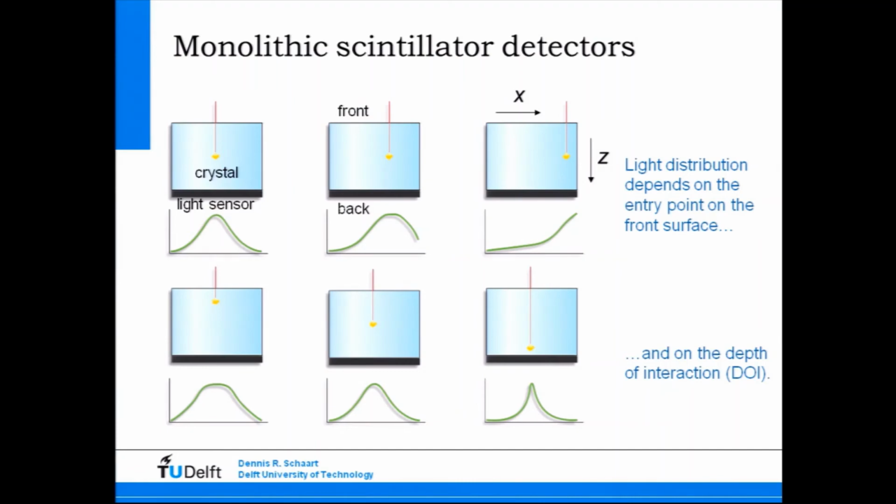And interestingly, the shape is also a function of the depth of interaction. So if the event happens further away from the sensor, you will get a broader light distribution compared to when you have an event that happens very close to your sensor. So at least in theory, we should be able to decode the three-dimensional position of interaction in the scintillator from the light distribution that's measured on only one of its surfaces.